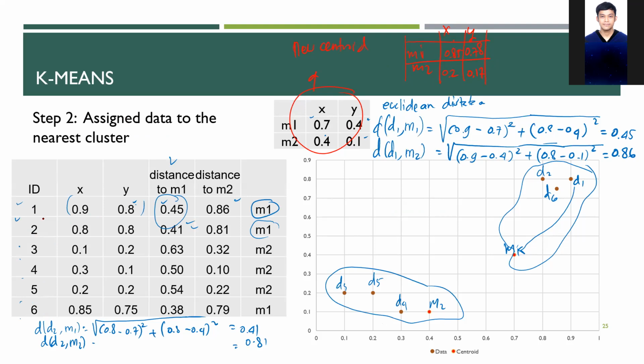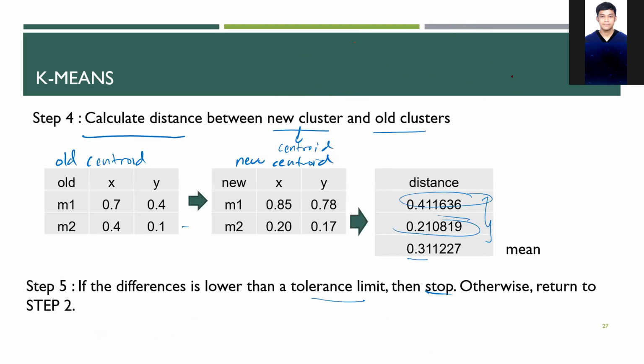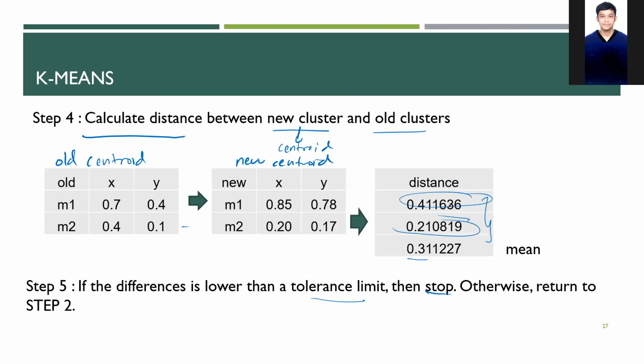Then we calculate again the distance for each data point to each cluster, and we assign them again to the closest centroid, and we recalculate again the centroid. So we do step 2, step 3 and also step 4 until the stopping criteria is met. Okay, any questions? Clear for me. Okay, so we continue.